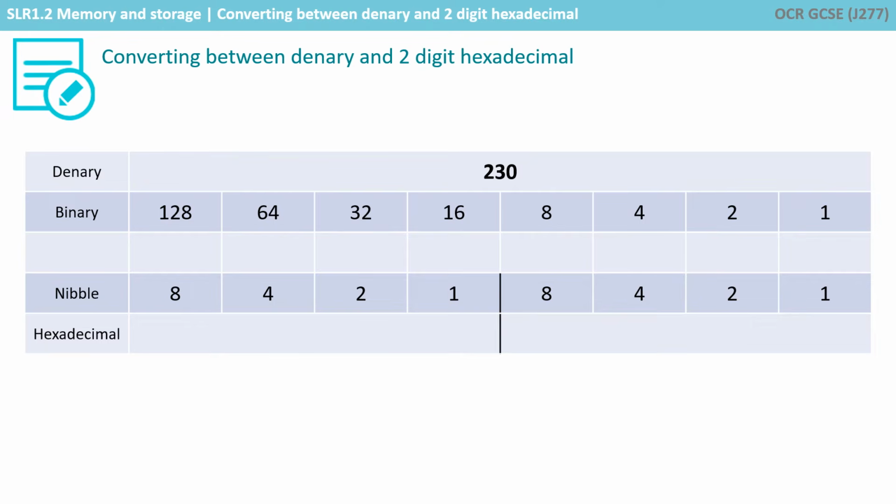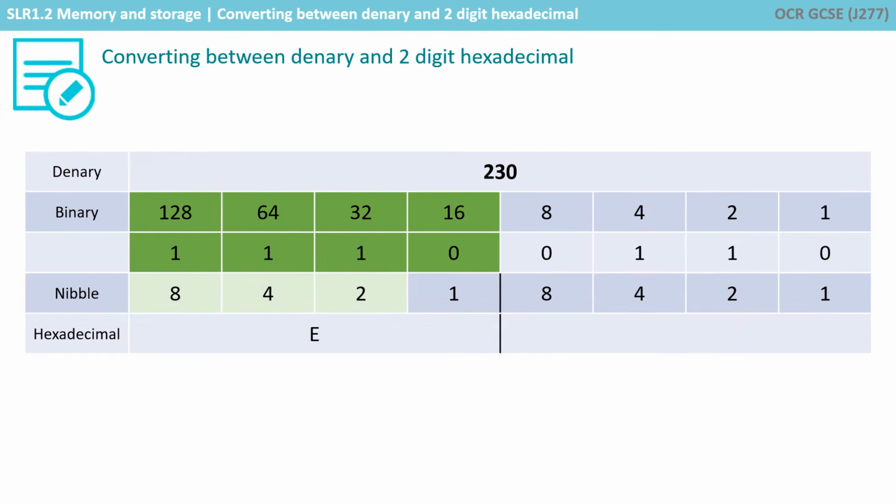So let's look at a large number now, 230. The process is exactly the same. First of all, let's write out the binary. So there's the number 230 written out in binary. And we're going to start with the left-hand group of 4 bits, the first nibble. So we have a 1 in the 8 column, plus a 1 in the 4 column, plus a 1 in the 2 column. So that's 8, 9, 10, 11, 12, 13, 14. And of course in hexadecimal, 14 is E. So the left nibble represents E.